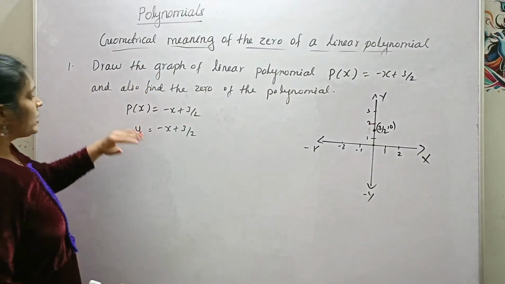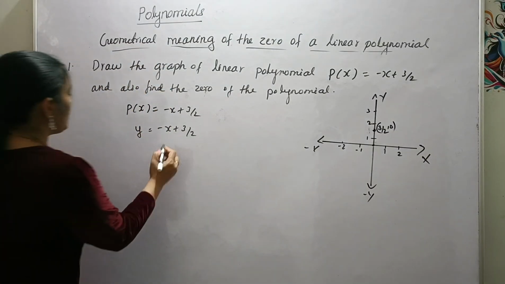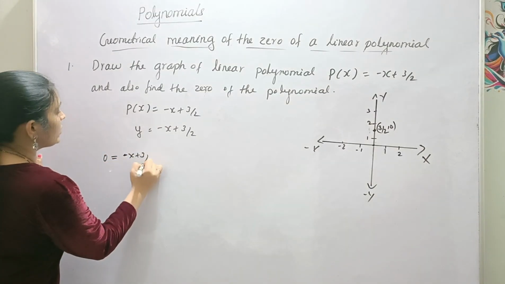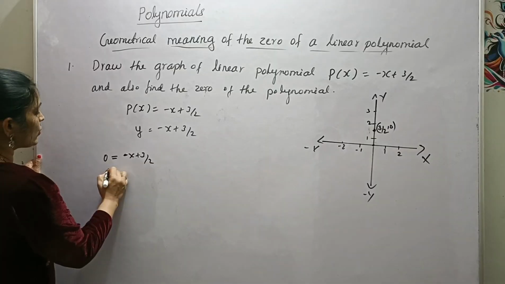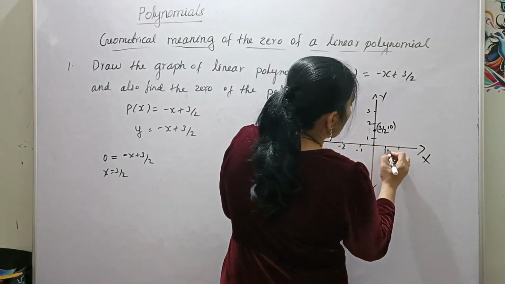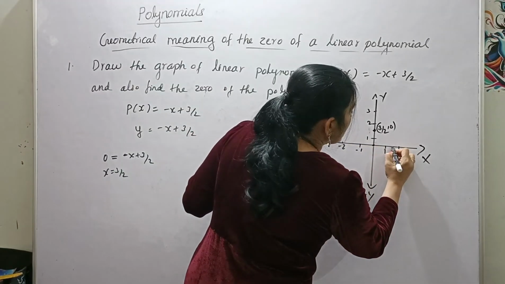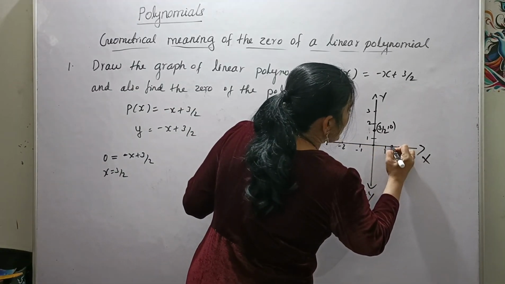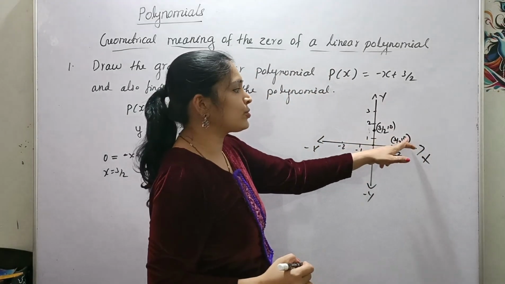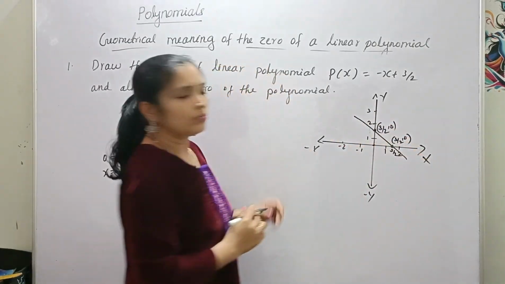And after that put y is equal to 0. So when you put y is equal to 0, you get minus x plus 3 by 2 equal to 0. Take minus x to the left side. So it will be x is equal to 3 by 2. So when y is equal to 0, x is equal to plus 3 by 2. So here it is the point 3 by 2, 0. Y is equal to 0, x is equal to 3 by 2. So here it is the graph.